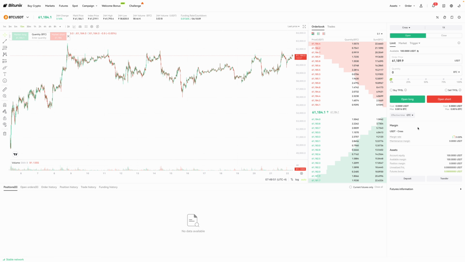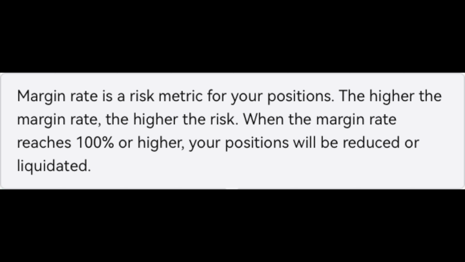Now, the last thing that you need to be aware of is your margin maintenance. If you look over here, there's this meter and it'll give you a percentage, which is basically your margin rate. The lower this number is, the better it is for you. Just make sure that this number doesn't reach 100%, just as it says right here in this box. When it does, it means that you'll be liquidated. All of your positions will be closed out and your money will be taken by Bitunix.